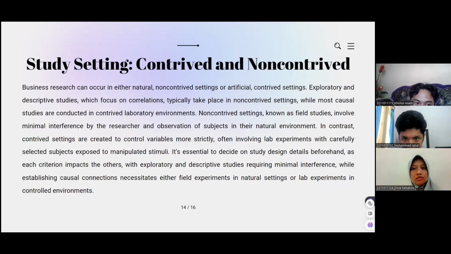environment. In contrast, controlled settings are created to control variables more strictly, often involving lab experiments with carefully selected subjects exposed to manipulated stimuli. It's essential to decide on study design details beforehand, as each criterion impacts the others, with exploratory and descriptive studies requiring minimal interference, while establishing causal connection necessitates either field experiments in natural settings or lab experiments in controlled environments.